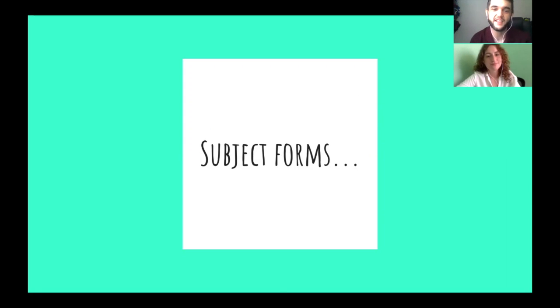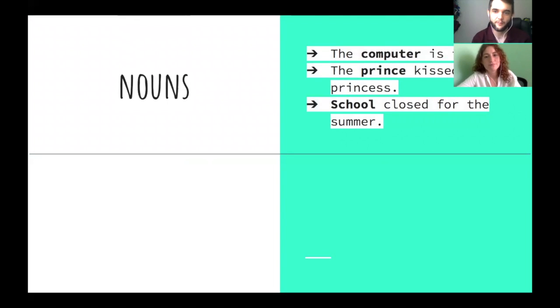So some of the things that we can use as subjects are nouns. Nouns are the most common form of subjects, and they're used to describe people, places, or things. In the sentences that we have provided, you can see in the bold words that computer represents a thing, prince represents a person, and school represents a place.